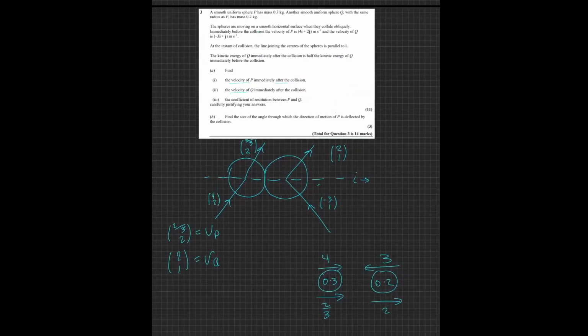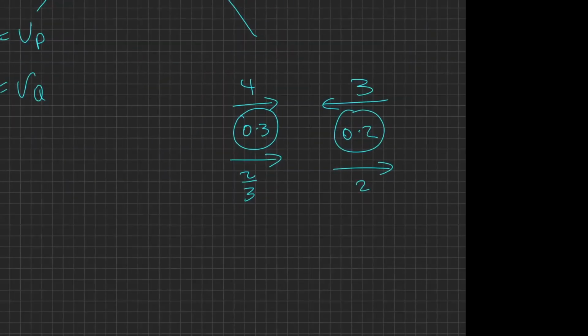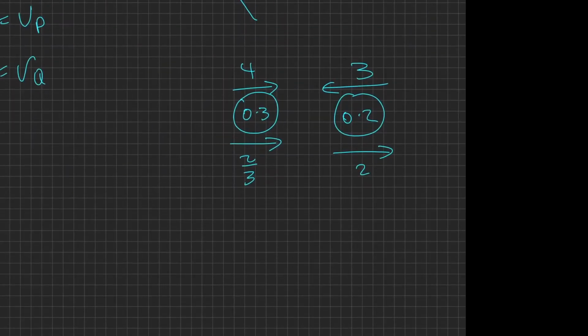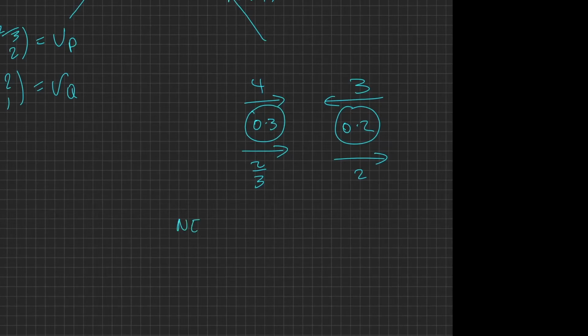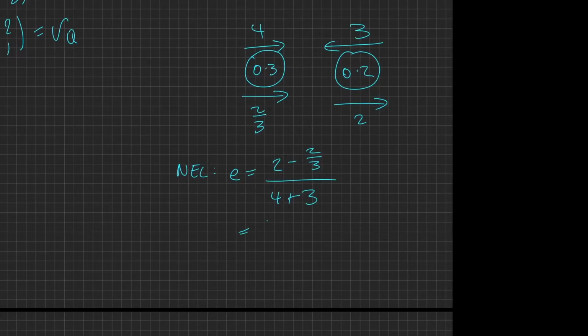Okay, and then the coefficient of restitution. To find the coefficient of restitution of a 2D collision, we only ever look in one dimension, parallel to the line of centers, like we did down here with our PCLM. But instead of using PCLM, we're now using Newton's law of restitution, or Newton's experimental law, that e is equal to the speed of separation over the speed of approach. So what's the speed of separation? Well, it's 2 take away 2/3 because they're moving away in the same direction, and the speed of approach is 4 plus 3 because they're moving towards each other. That's going to give us 4 over 21, I believe. Yeah, that should be about right. So e is 4 over 21.